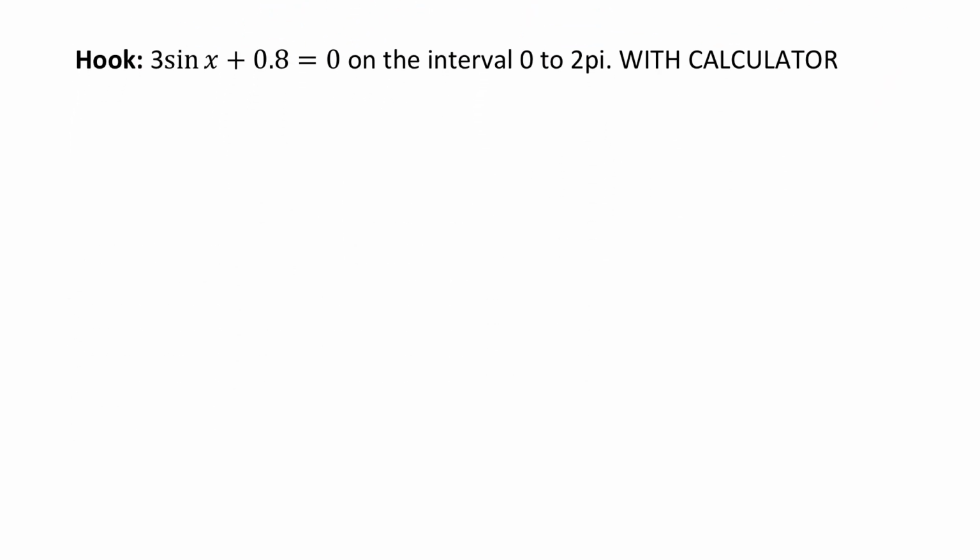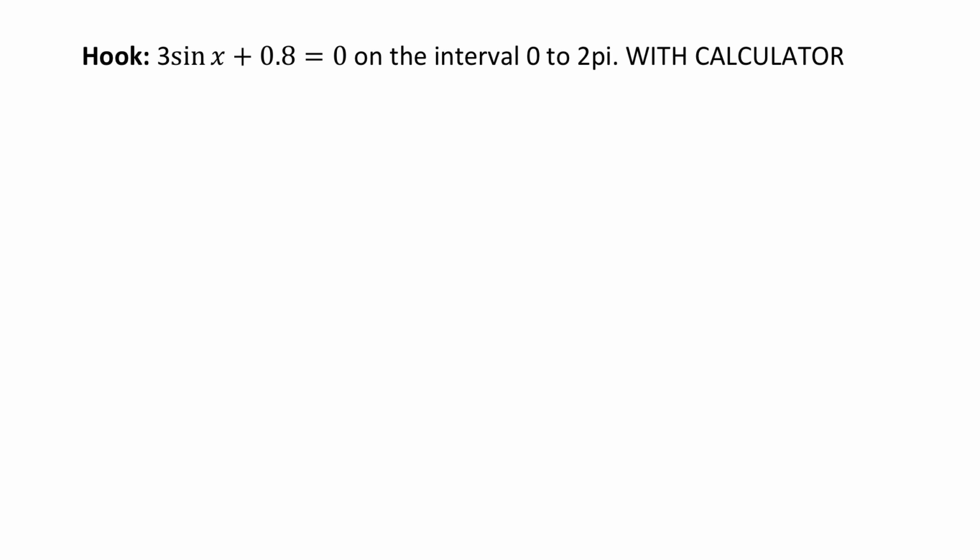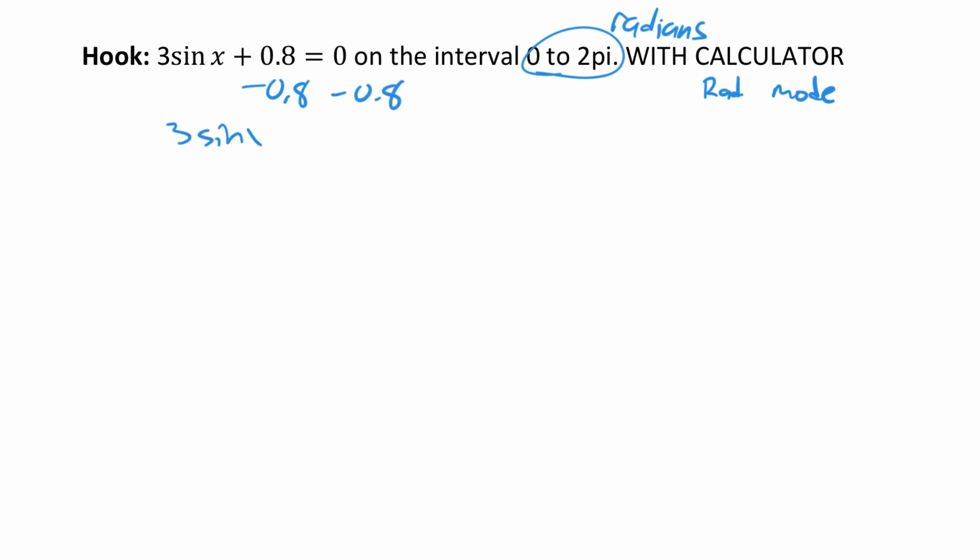Now we can also do the same thing on the interval 0 to 2 pi. In other words, this means we have to solve it in radians. So it's the same series of steps, but on your calculator, make sure you set it to rad mode. Again, we isolate by moving the 0.8 over. So you get 3 sine x equals negative 0.8. Divide by 3. If your calculator doesn't do the nice fraction, you could leave it as 0.8 over 3. That's fine. So sine inverse of 0.8 over 3.